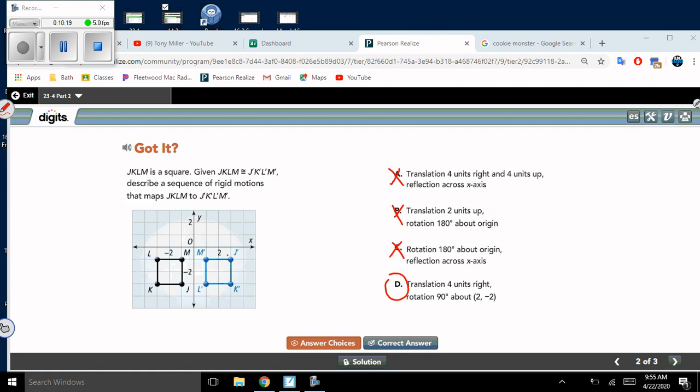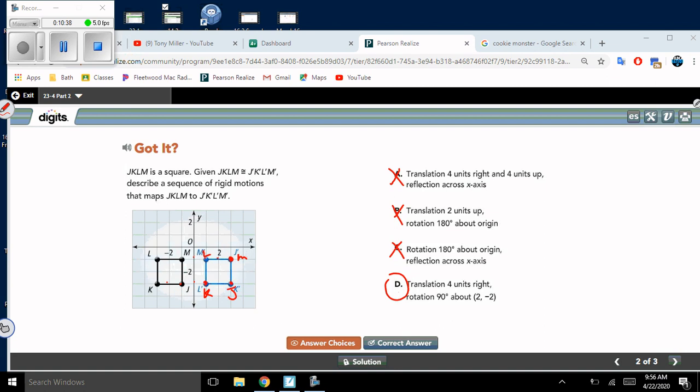Translate 4 units to the right. If I translate this 4 units to the right, 1, 2, 3, 4, this would be M. 1, 2, 3, 4 for L would be here. That would mean K, 1, 2, 3, 4, is going to be right here. And that would mean that J is located right here.